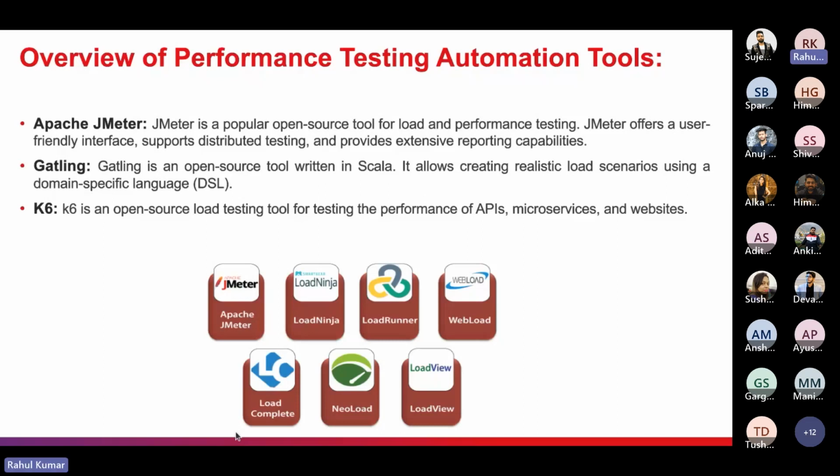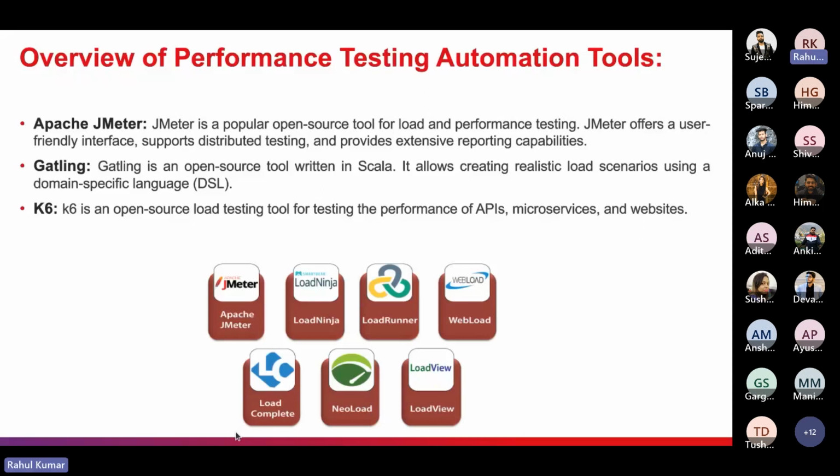The first ones are Apache JMeter, Gatling, and K6. We can evaluate and select the appropriate performance tool based on project requirements, budget, and technical expertise. While selecting performance tools, we can consider factors such as protocol support, scalability, reporting capability of a tool, ease of use, and integration with other testing frameworks. Like if we have existing frameworks, Selenium, Java, we will select on the basis of integration, like whether we can integrate with the pipeline.